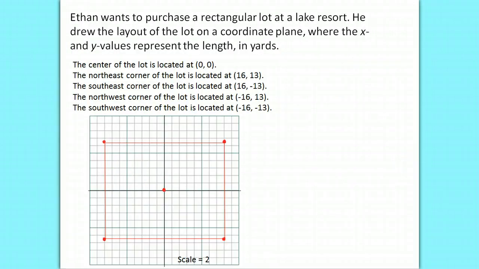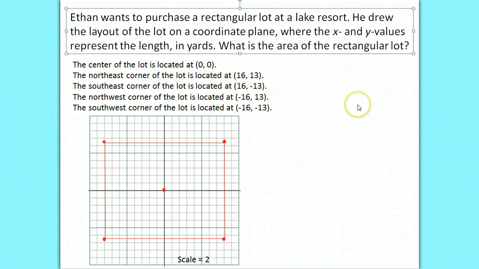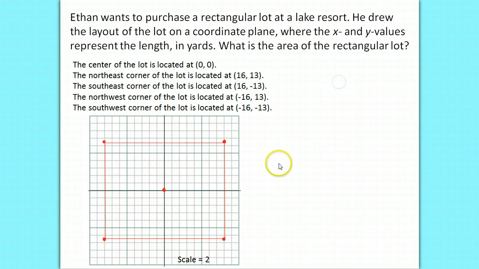This says, Ethan wants to purchase a rectangular lot at a lake resort. He drew the layout of the lot on a coordinate plane where the x and y values represent the length in yards. And then they tell you the dimensions. The center is at 0, 0, northeast corner 16, 13. And notice my scale goes by 2. So this is 2, 4, 6, 8, 10, 12, 14, 16, and 2, 4, 6, 8, 10, 12, 13. Okay? So I plotted the points, and we want to know what the area of the rectangular lot is.